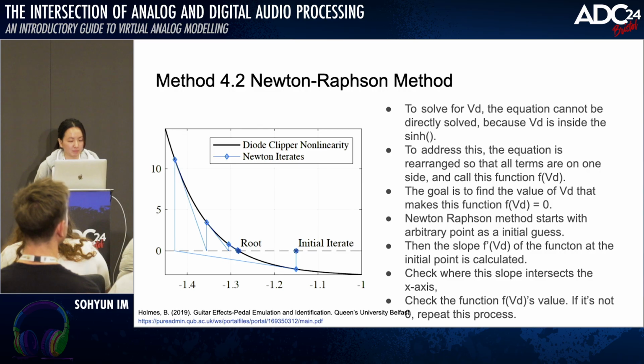Our goal is to find the value of VD that makes this function f of VD equal 0. The Newton-Raphson method starts with an arbitrary point as an initial guess, because we don't know where the root is. Then the slope of the function f of VD at the initial point is calculated, and we check where the slope intersects the x-axis, and then check the function's value again. If it's not 0, this is not the root we're looking for, so we repeat this process over and over until we find the root.